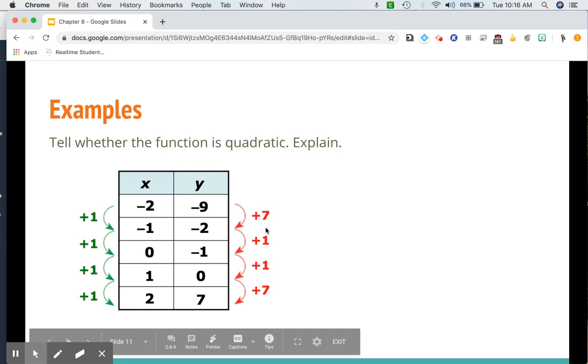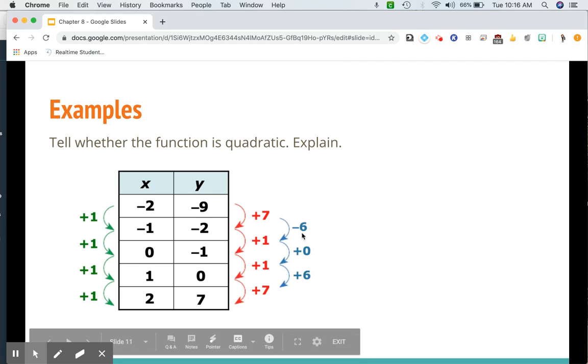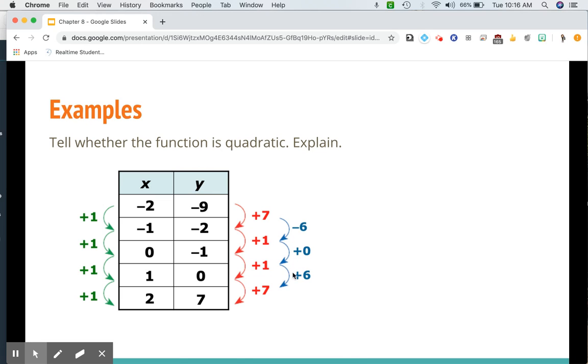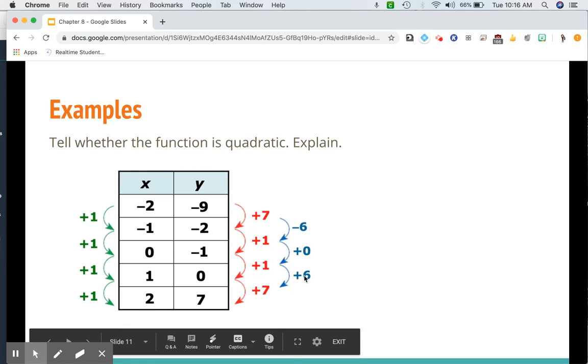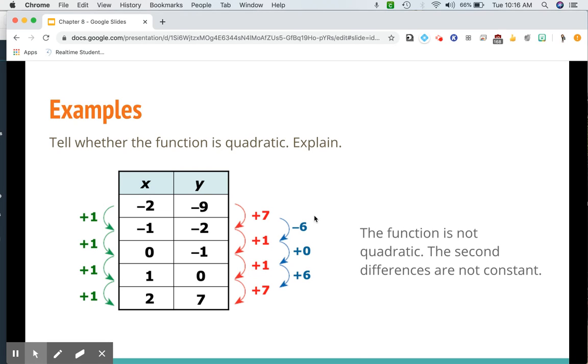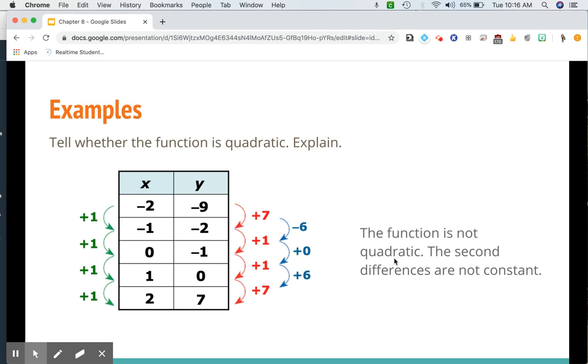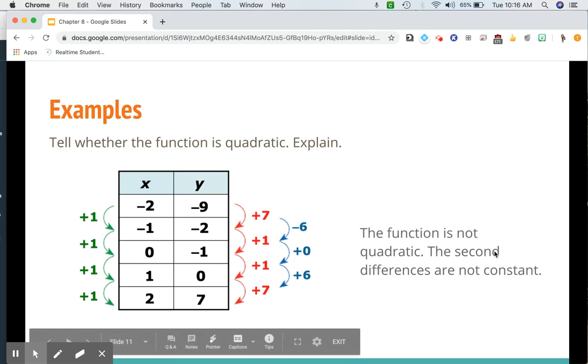So again, not constant. So now we want to do this whole process again and look at how do we get from 7 to 1, 1 to 1, and 1 to 7. Well, we are going to be subtracting 6, then adding 0, then adding 6 again. So because these numbers are not the same, they are all different, this is not a quadratic function because the second difference is not constant. So when it says explain, that's all you really need to do to explain. The function is not quadratic. Why? Because the second difference is not constant.